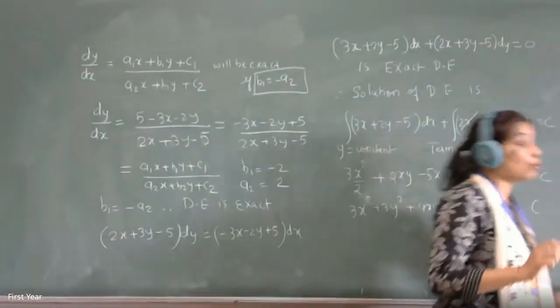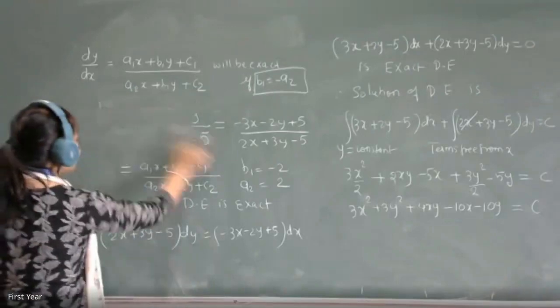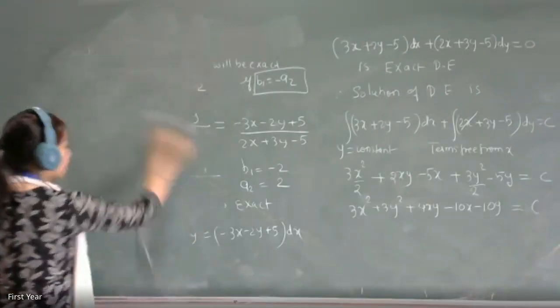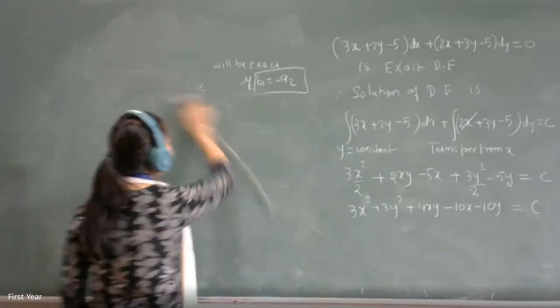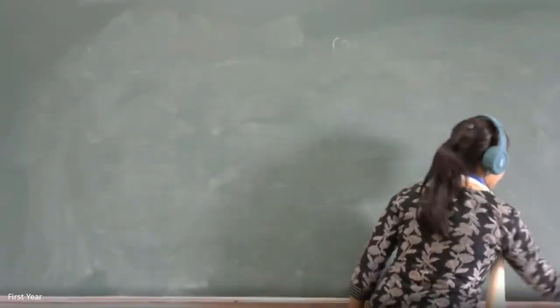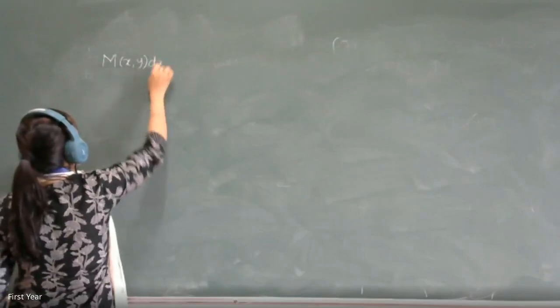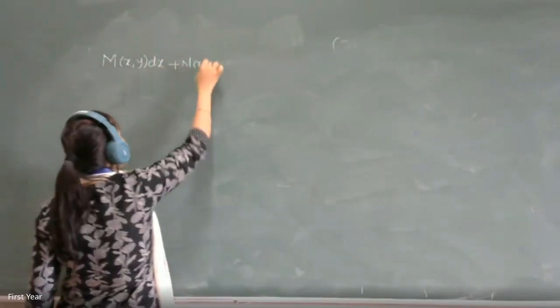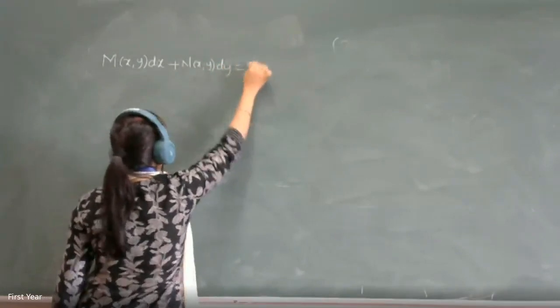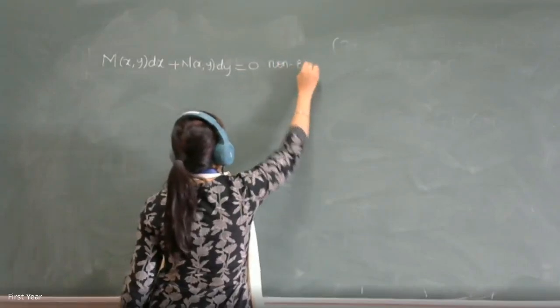Okay, so let me explain the rules now. How can you mind map it? Given the question, how will you mind map it: if this is the condition, then I will use this particular rule. So let me write down the rules first. Obviously your given differential equation will be of the type, or can be converted to the type, M dx plus N dy is equal to 0. This will be the differential equation given to you, which is non-exact.